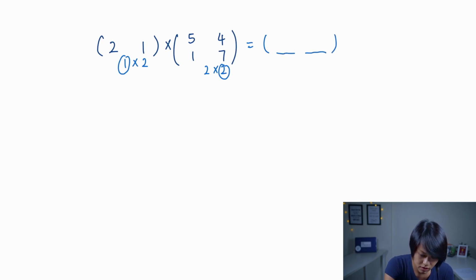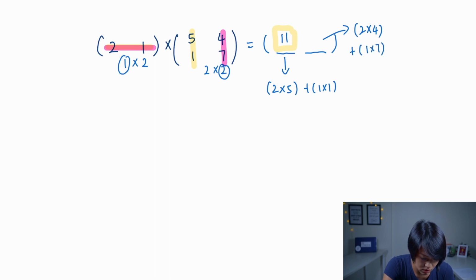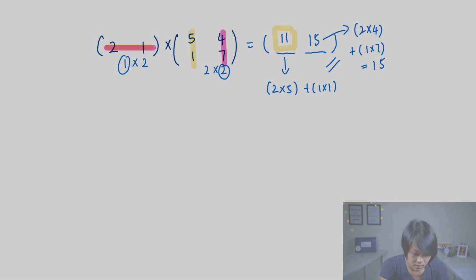To get the first value, which is this one, remember the 7, so we take this times this. So 2 times 5 plus 1 times 1, which is equal to 11. And then to get the second value, it will be this times this, which will be 2 times 4 plus 1 times 7, which is equal to 15. So this is how you perform matrix multiplication.